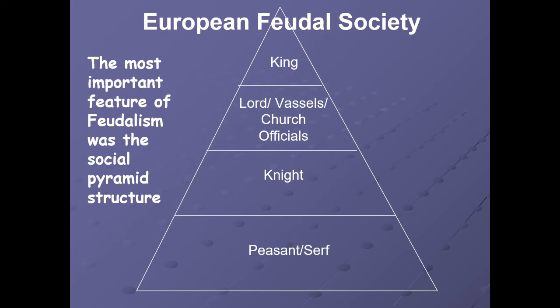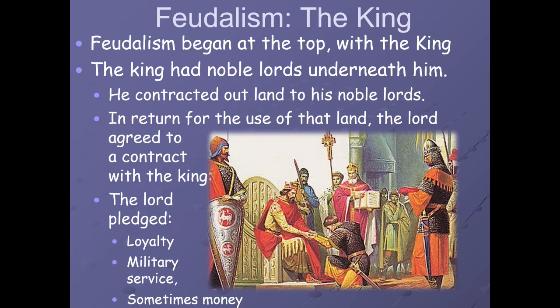So this is the European feudal society. The most important feature of feudalism was the social pyramid structure. And so at the top you've got the king. The next level down is lord, vassals, church officials. That's the most complex layer. Below them you had the knights, and then below them at the bottom were the peasants and or serfs.